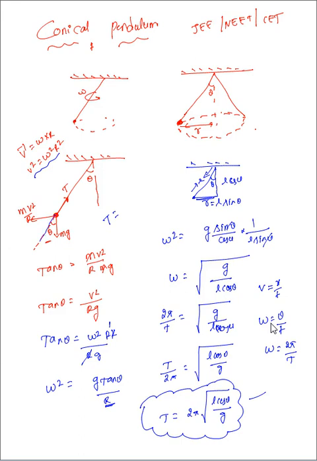So this F net is balancing like this. Now what is the angle between these two? mv²/R and mg. Therefore, tension should balance with F net here. So how do we get F net? Under root of (mv²/R) whole square plus (mg) whole square, you can get it. This is how we can calculate.